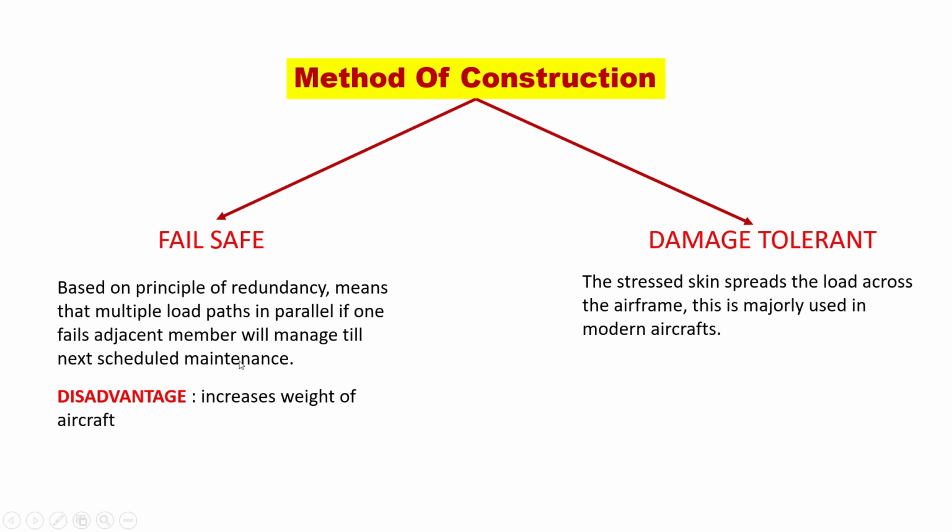Right. So what we do in fail-safe construction is we have two parts that can bear the load equally well even if one part has failed. So we attach two parts where we need only one, so that if one fails, we don't have to just stop the flight, we just don't have to put the aircraft in maintenance right away, but we can wait till the next maintenance is scheduled, right?